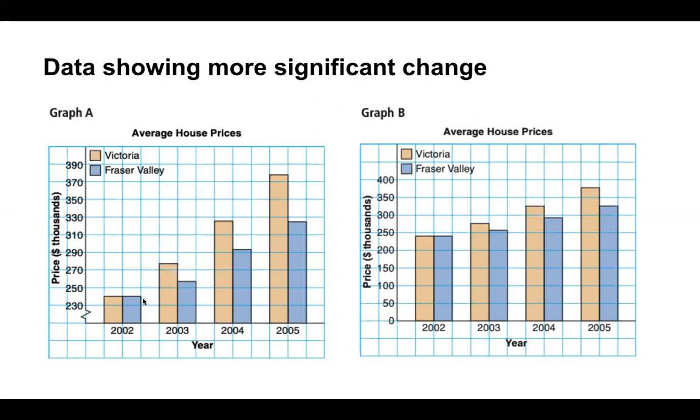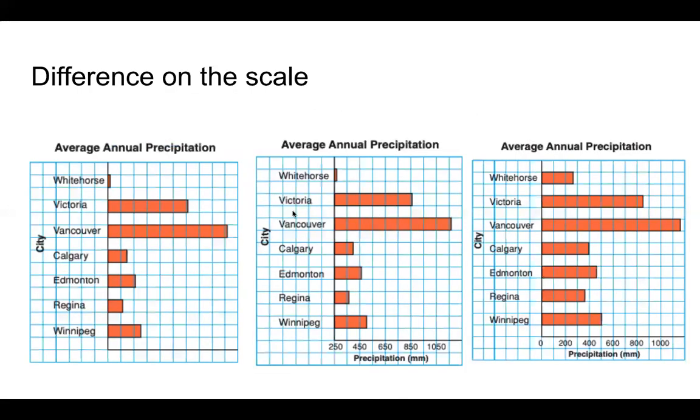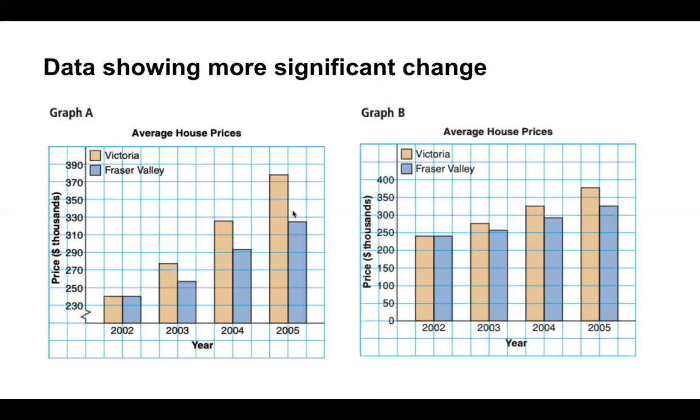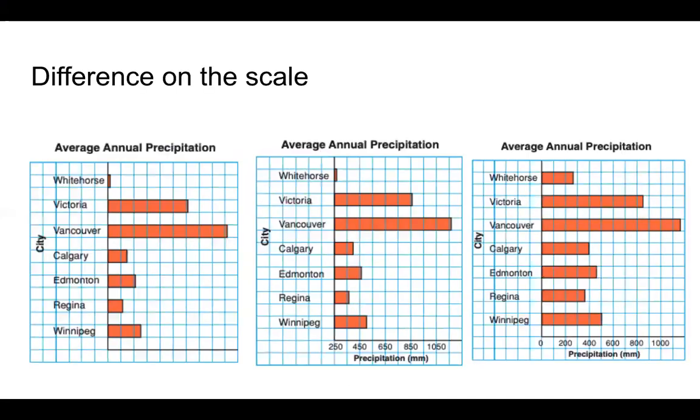Either way, you can see that the prices in Victoria are going up more than they are in Fraser Valley. However, the actual change looks significantly more substantial in the graph on the left.